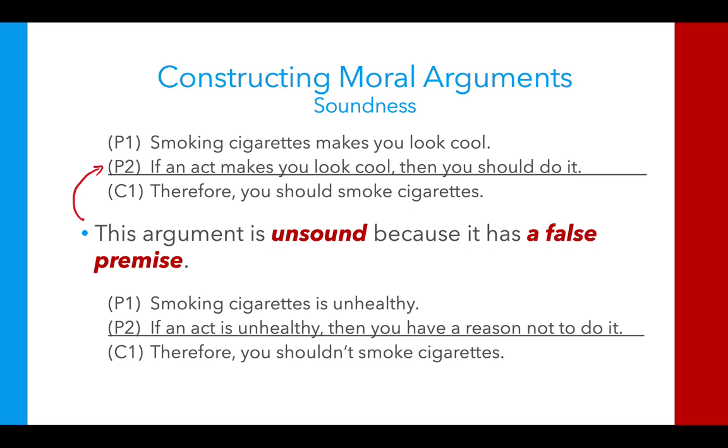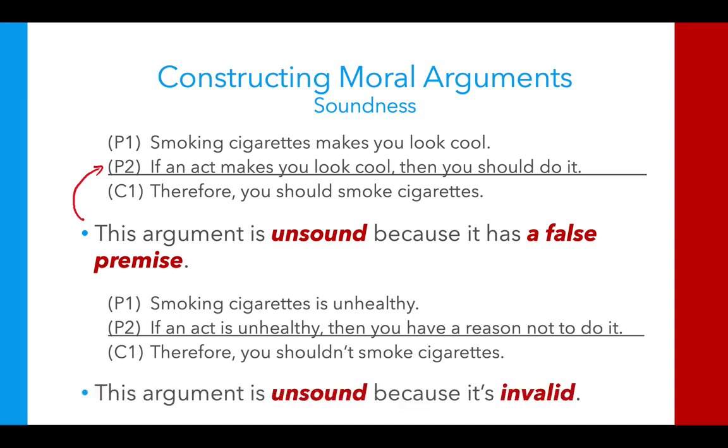Maybe you disagreed with the conclusion of the first argument. You thought, no, I shouldn't smoke cigarettes. So now I've given you an argument for that conclusion. But even if the conclusion of this argument is true, even if it's true that you shouldn't smoke cigarettes, that doesn't mean it's a good argument. In fact, I want to say that this argument is unsound too. The problem here is that the argument is invalid. Even if the premises are true, it doesn't guarantee the truth of the conclusion.